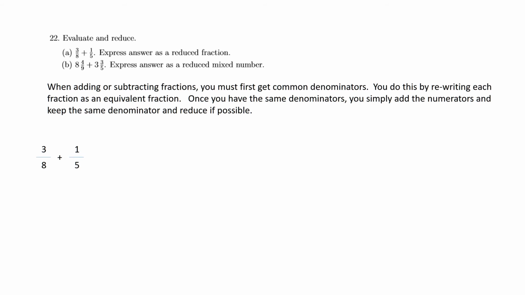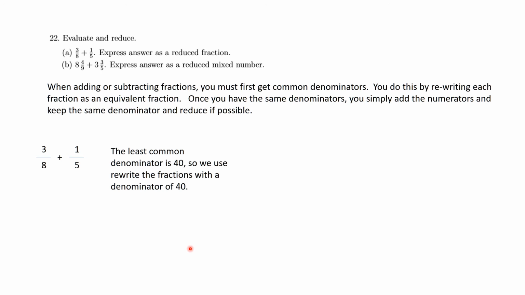So 3 over 8 and 1 over 5. The smallest number both 8 and 5 will go into is 40. So I want to rewrite these with 40 as the denominator. So the 3/8, I have to multiply the numerator and the denominator by 5 to get 40 in the denominator. And then the 1/5, both the numerator and denominator have to be multiplied by 8.